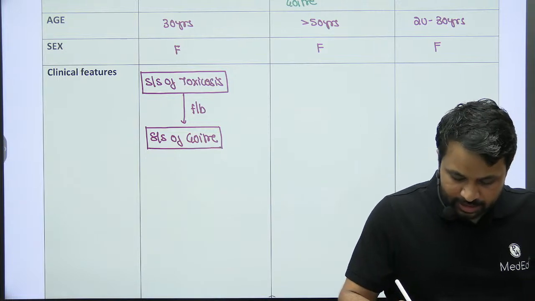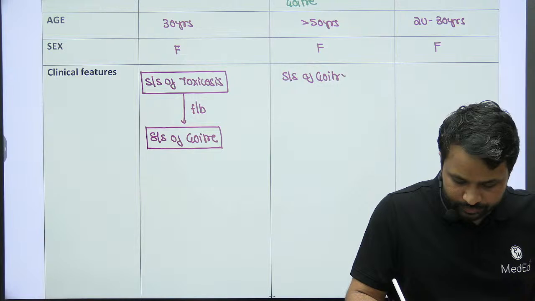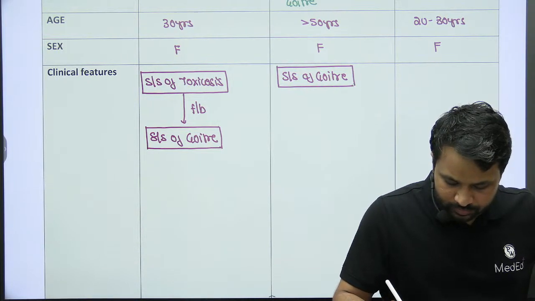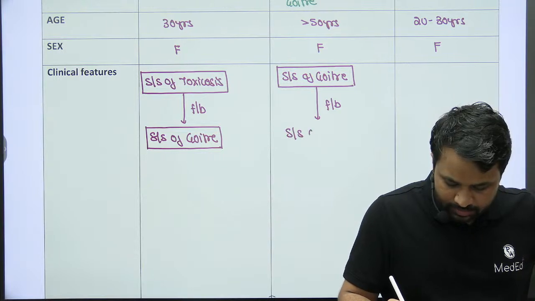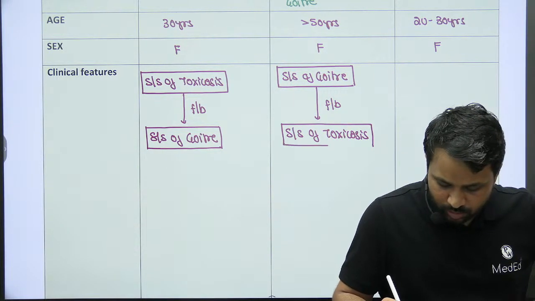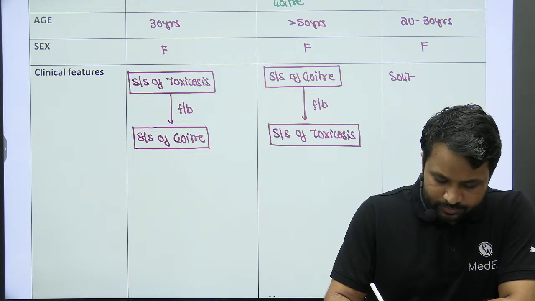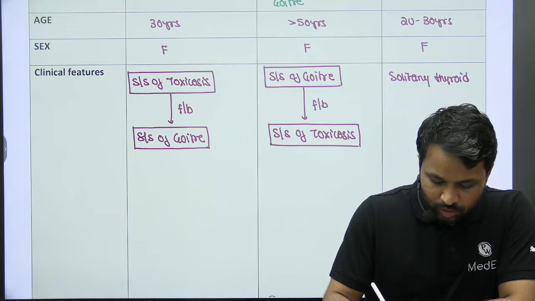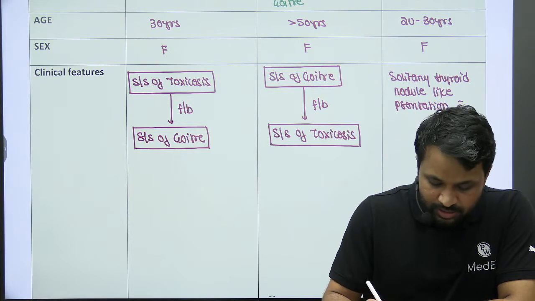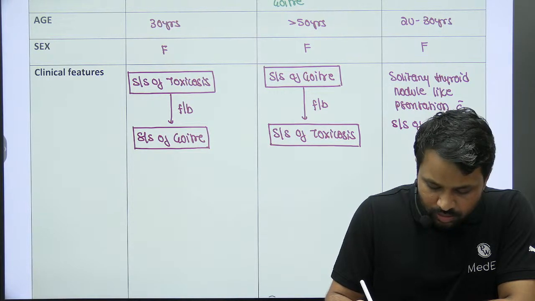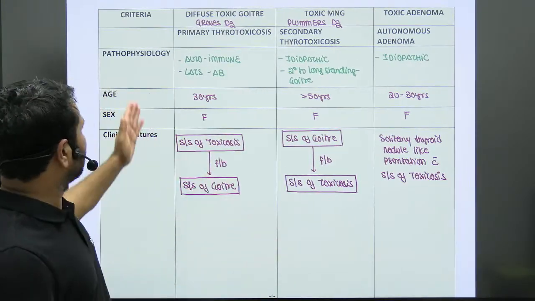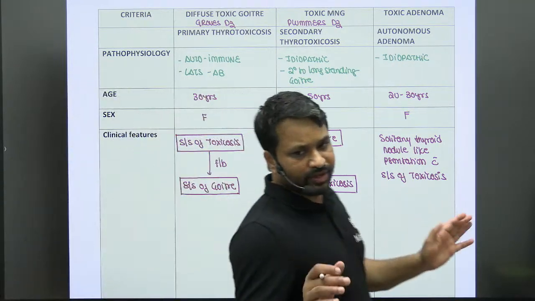When it comes down to Plummer's disease, here the patient will have signs and symptoms of goiter first, followed by the signs and symptoms of toxicosis. If you have a toxic adenoma, the patient will present with a solitary thyroid nodule-like presentation with signs and symptoms of toxicosis. As simple as this. So you have a quick component of the pathophysiology, age of presentation, clinical presentation, with the sex determination.